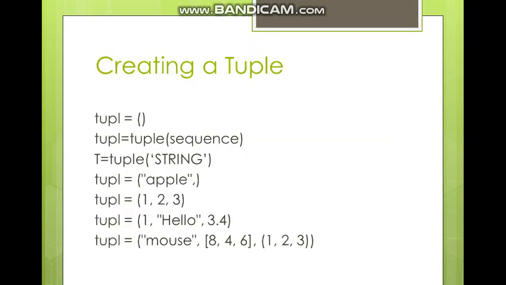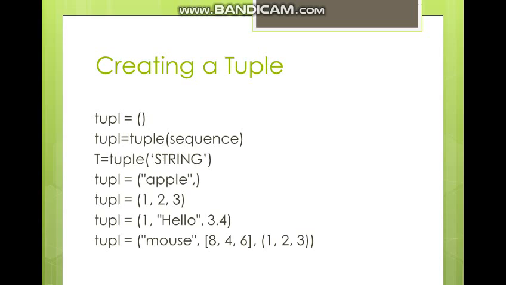Now these are some of the syntaxes for creating a tuple. In the first one, this is an empty tuple which does not contain any elements at present. In the second statement, the function tuple, or the method tuple, is used for creating a tuple from a sequence. Supposing there is a list and you want to convert it into a tuple, then this tuple method is used.